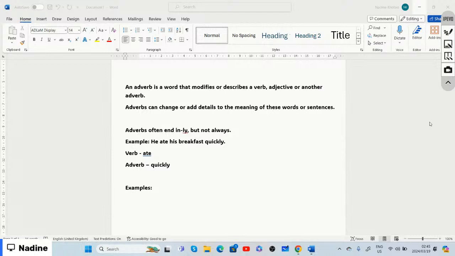So that is now the end of our lesson on adverbs. And we said an adverb is a word that modifies and describes a verb, adjective, or another adverb, right? And it often ends in ly, but that is basically adverbs. It tells us how, which is the adverb of manner.